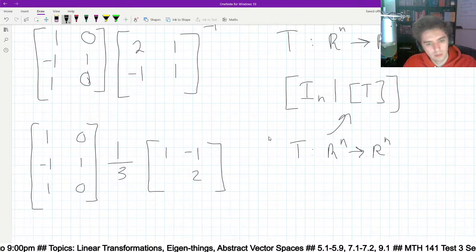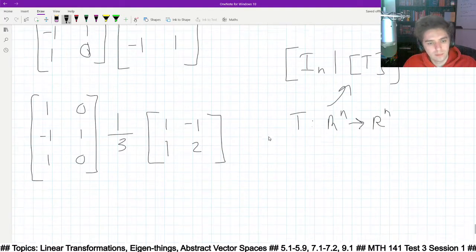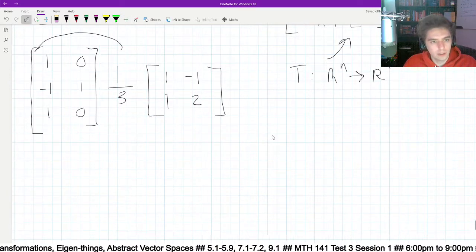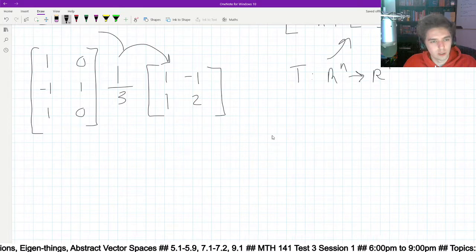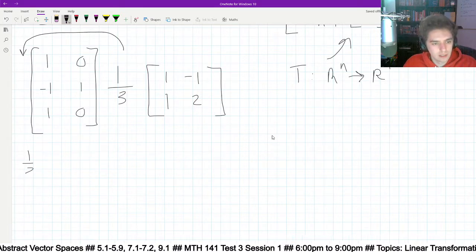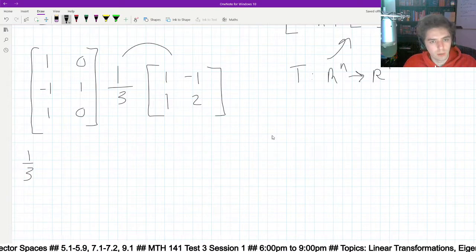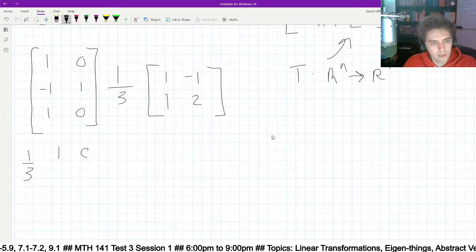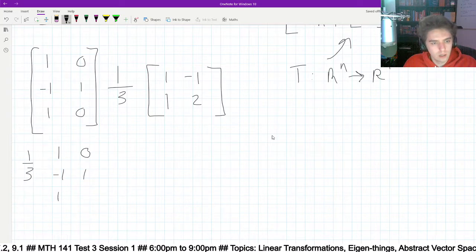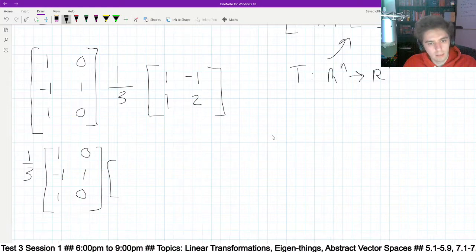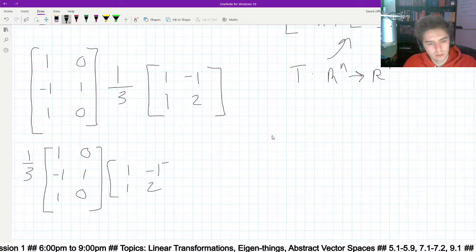2, negative 1, 1. Okay. I hope I'm allowed to move that 1/3. Usually I move the 1/3 in because I'm actually not so sure that I'm allowed to move the 1/3 here, but let's try and see if we get the right answer. If not, then this is a point where I could have made a mistake, because maybe I should multiply that in. But let's see. So this is 1, 0, negative 1, 1, 1, 0. Okay, and we're just multiplying that by 1, negative 1, 1, 2.